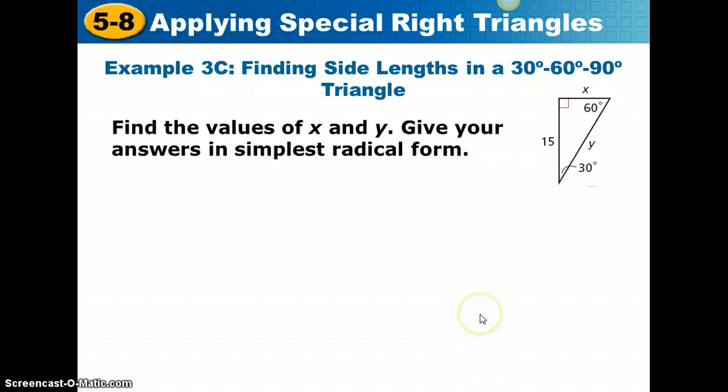Let's try 3c. Let's find the values of x and y in this situation. We have another 30, 60, 90. This is the 60 degree angle here. So the longer leg is this side, 15. The shorter leg is x, and again we're looking for the hypotenuse y.